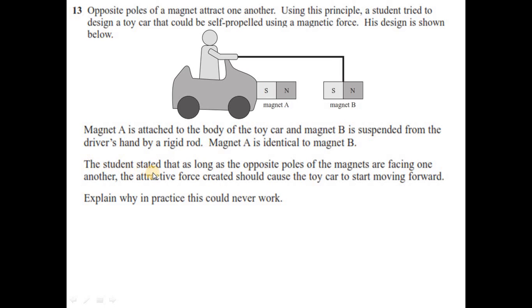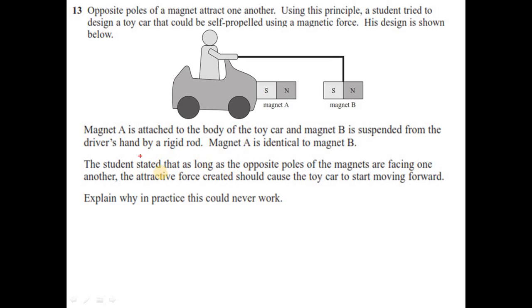The student stated that as long as the opposite poles of the magnets are facing one another, the attractive force created should cause the toy car to start moving forward. Explain why in practice this could never work.